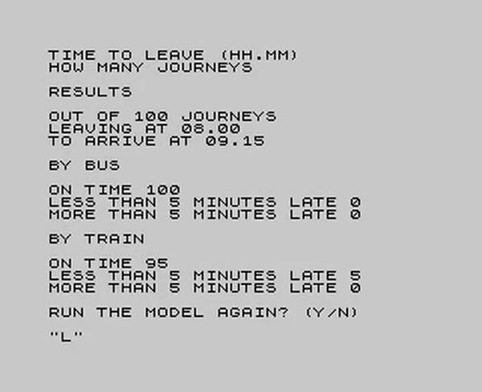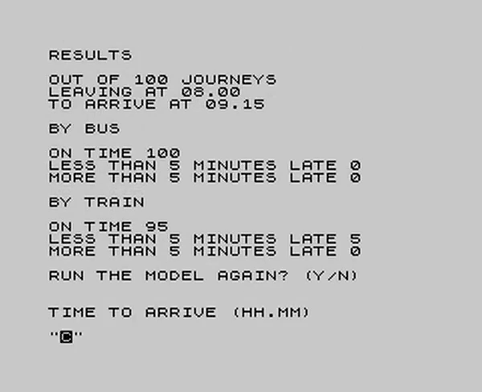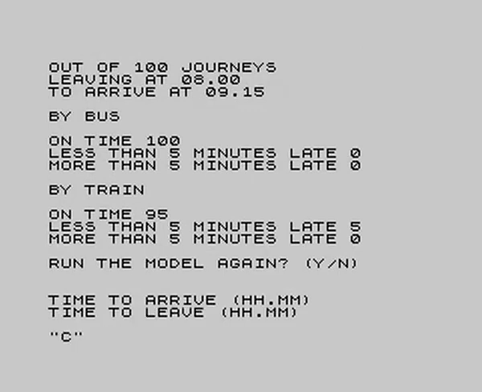So here we are. Out of 100 journeys, all the buses arrive on time, and 95% of the trains arrive on time. And of the ones that are left, only 5 were slightly late. Let's try it again. This time we should arrive at 9 o'clock. Let's leave at 8.